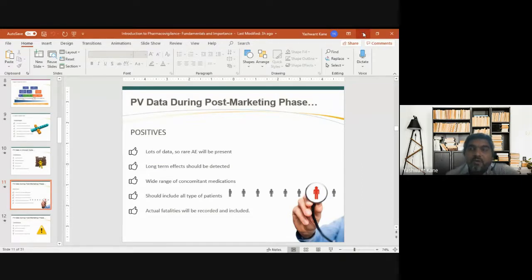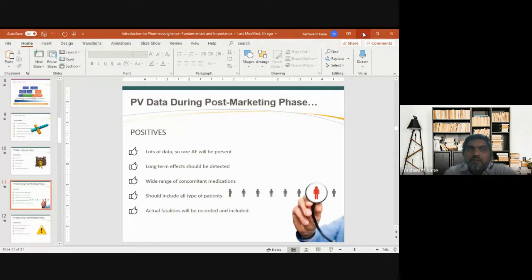Long-term effects can be detected. Clinical trials are of very short duration, 1 year, 2 years, but here the patient takes the drug according to the indication for a very long time, and that's why long-term side effects are detected. That's what happened in thalidomide, right? Pregnant women were getting relief from nausea. It was detected that the babies being delivered had phocomelia, and that's why long-term effects are detected by doing post-marketing pharmacovigilance.